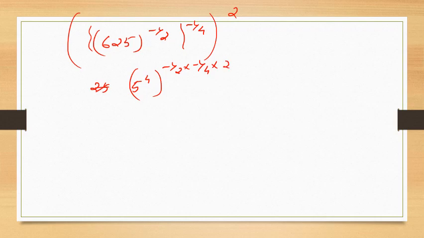This is actually multiplication only here. So 2 cancel. So 5 raised to 4 by 1 by 4. 5 raised to 4 raised to 1 by 4 is what? 5 raised to 1. 5 raised to 1 is what? 5.